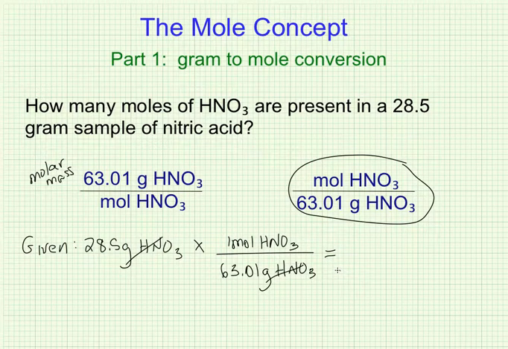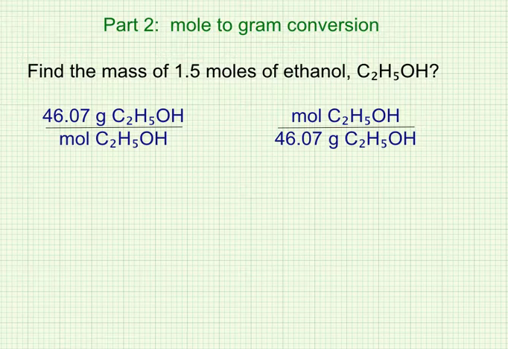So now all I need to do is take my 28.5 and divide by the 63.01. Anything that's in the numerator, I multiply together. Anything in the denominator, I'm going to divide. And that leaves me with 0.452, and the only unit left is moles of nitric acid. So now I can compare nitric acid to some other substance if I chose to. The first part of the assignment is going to be dealing with this gram to mole conversion. The second half of the assignment is going to be switching it, going from moles to grams.